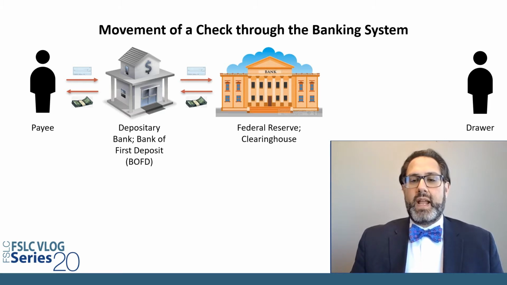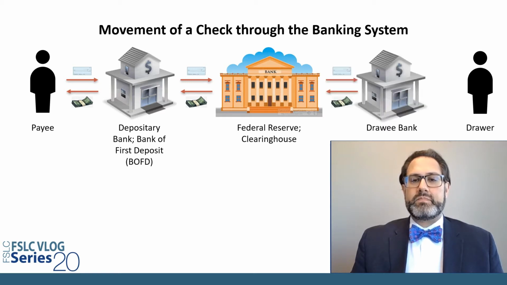We're assuming here a very simplified system. Some banks have direct relationships with the Federal Reserve, others do not. In that case, you'd see many more banks between the Bank of First Deposit and the Federal Reserve. For simplification purposes, we're just going to assume a direct relationship. So the depository bank presents the check to the Federal Reserve and receives in return a credit to the depository bank's account at the Fed.